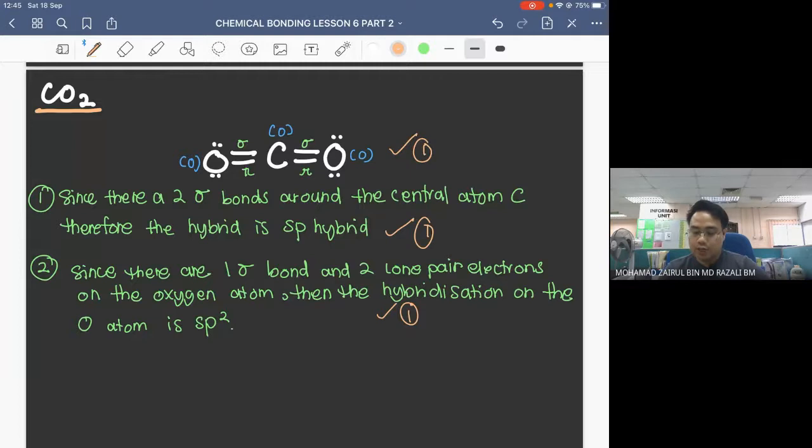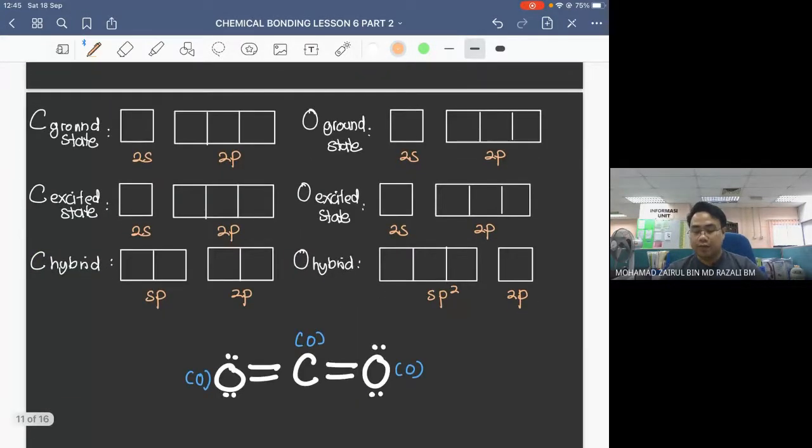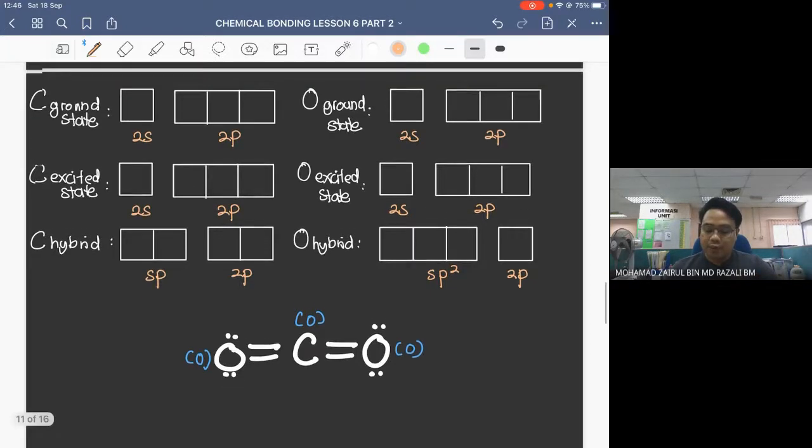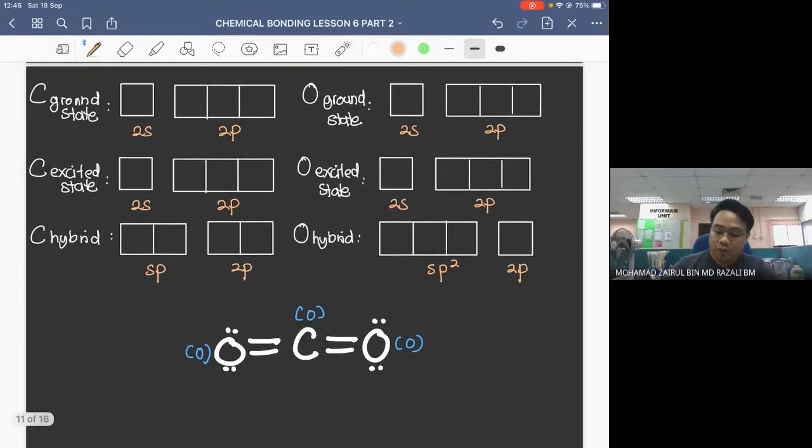Okay, so now kita kena buat dia punya valence. Kita kena buat dia punya orbital diagram for ground state, excited state and also for the hybrid. Kita kena buat untuk both terminal and central. Terminal tu sebab terminal kita sekarang dah ada multiple bond, so once dah ada multiple bond, kita kena buat dia punya hybrid. Carbon dia punya valence electron is 4, so that means we have 2 electron on the 2s and 2 electron on the 2p.